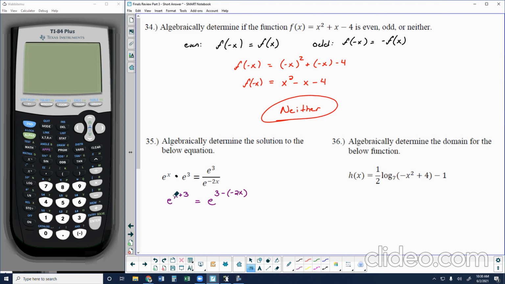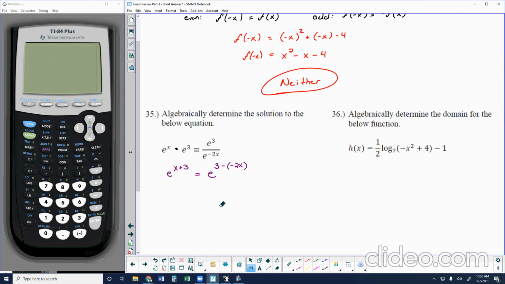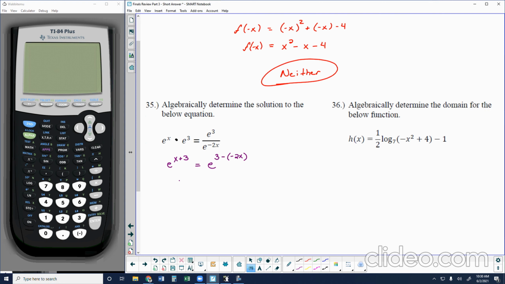Now notice here that both of these bases are the same on opposite sides of the equation, so I can use the uniqueness property to set their exponents equal to one another. And I'm going to simplify as I go along. So x plus 3 equals 3 plus 2x. Subtracting 3 from both sides and subtracting x from both sides, I get x equals 0. So 0 for x would be the solution to this equation.